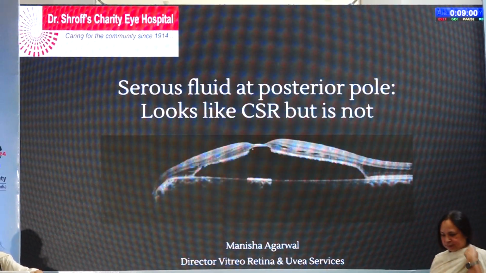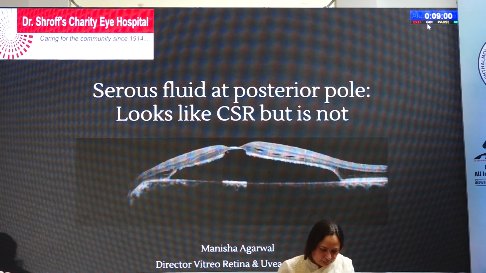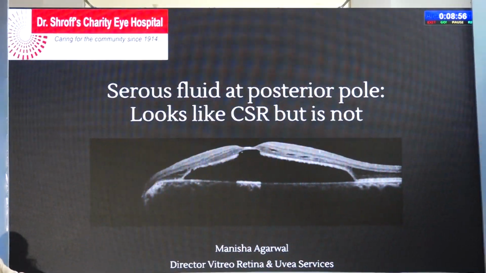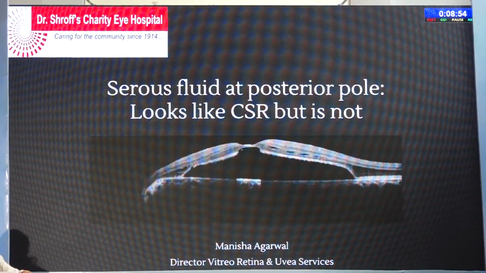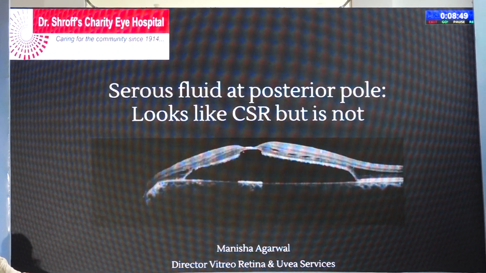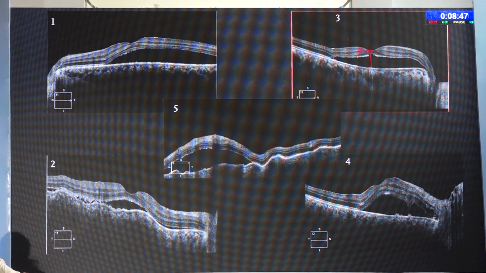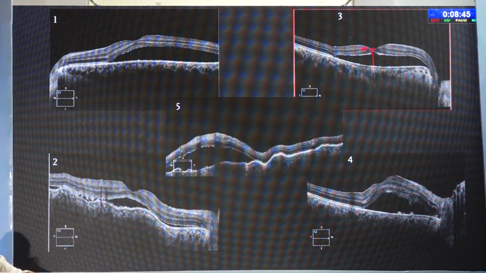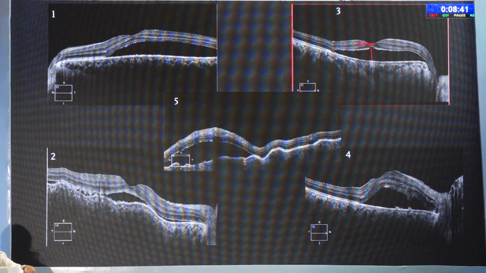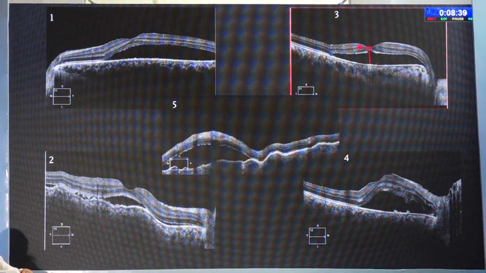A very good morning to all of you, and thank you, ma'am, for making me a part of this wonderful event. As my talk suggests, we very often see a pocket of serous fluid at the posterior pole, and the most common diagnosis which comes to our mind would be CSCR. These are the various OCT scans. I have put around 5 OCT scans, all having a pocket of fluid.